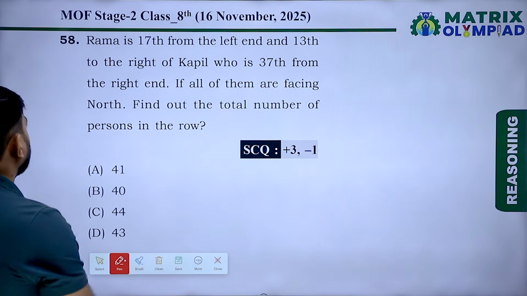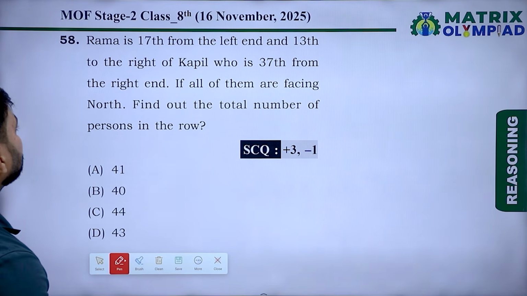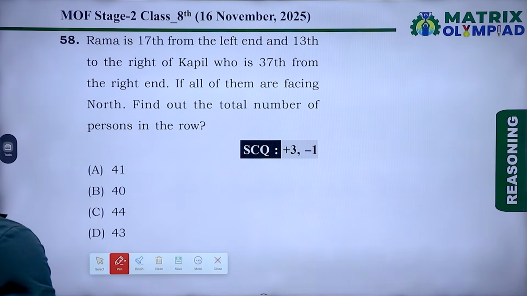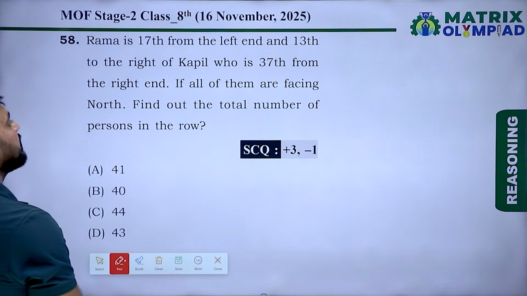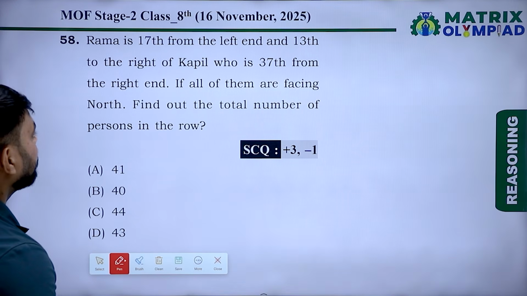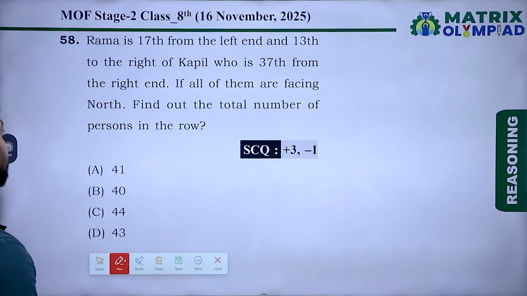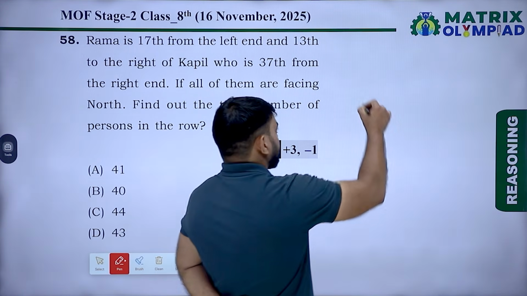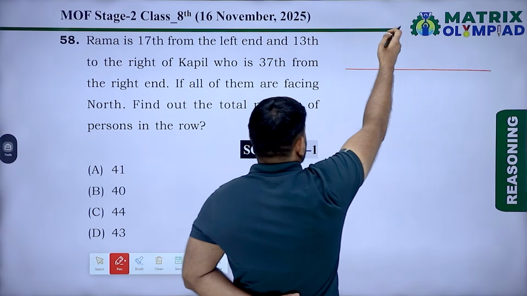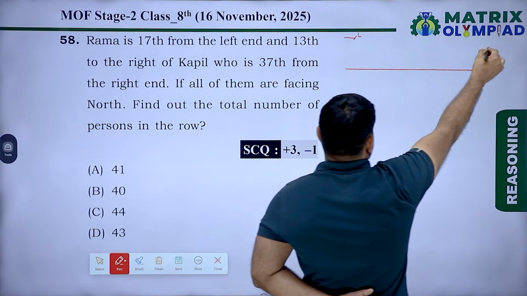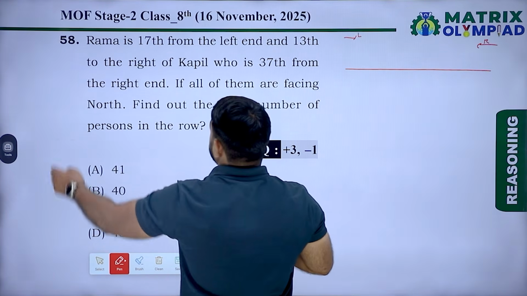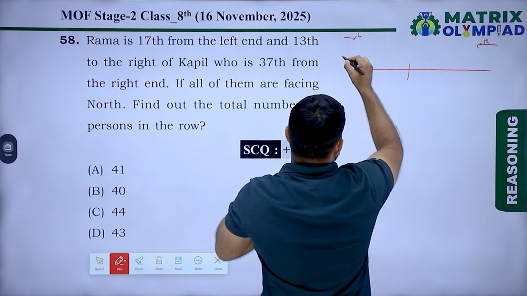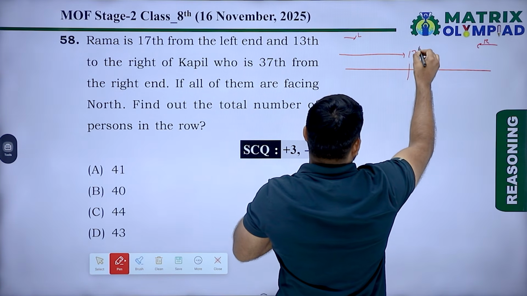So now next question is question number 58. Rama is 17th place from the left end and 13th to the right of Kapil, who is 37th from the right end. If all of them are facing north, find out the total number of persons in the row. So in a row, all are facing towards the north. This is the left end of the row and this is the right end of the row. And Rama is 17th from the left end. Position of Rama is 17th from the left end.